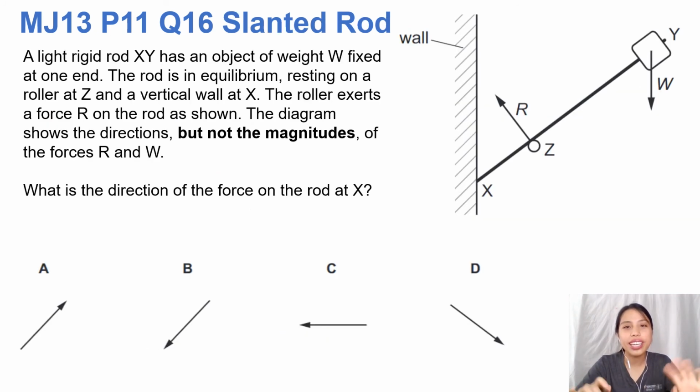Now we finally have the slanted rod question. I forgot there was one more before that. This one is on page 19 if you want to try it out on a piece of paper as well. Or you can just pause the video. Actually, no, pause the video, take a look, try to see how to make sense of this question and where is the direction of the force at X.